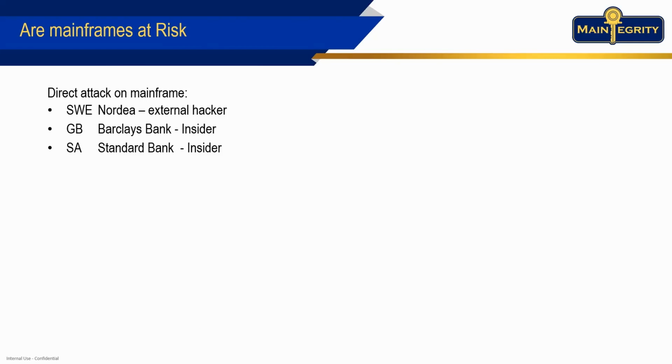First of all, are mainframes really at risk? Well, they're not really seemingly at great risk of direct attack. In the well-known cases of Nordea Bank in Sweden, Barclays in Britain, and Standard Bank in South Africa, these are really insider attacks, or in the very rare case, an external attacker who breaks through. However, there's a different metric and a different process.